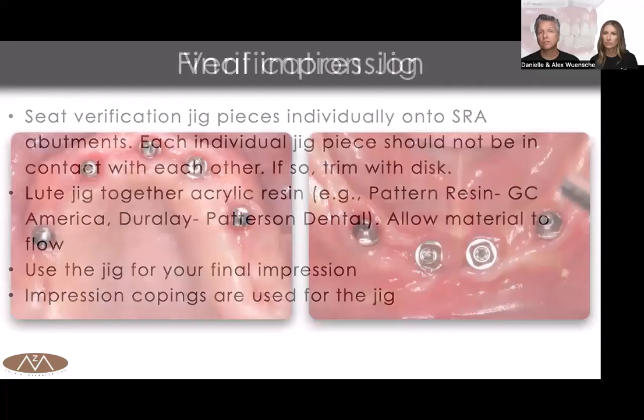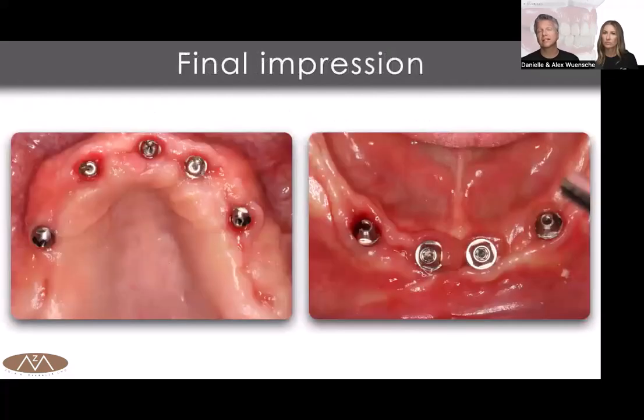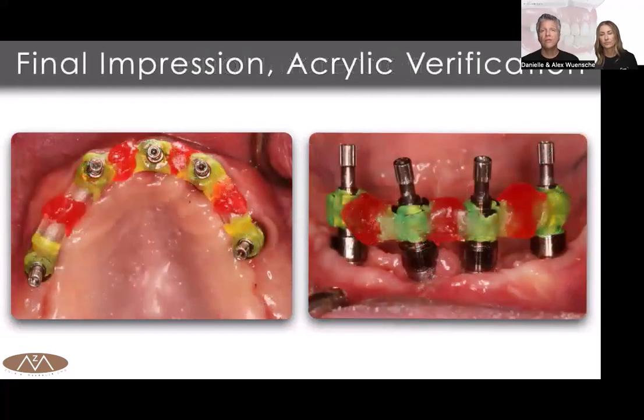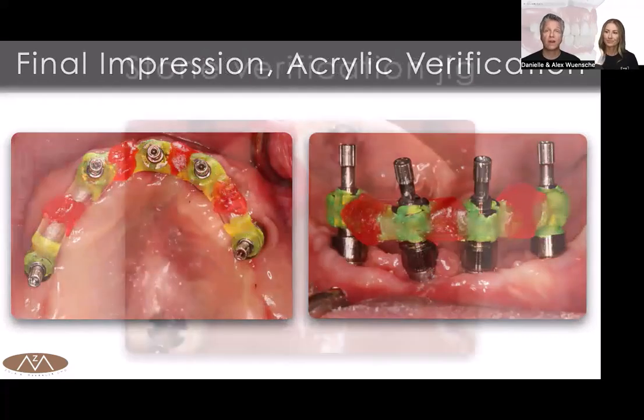Impression copings are used for the jig, and you see here, that's a file that's ready for the final impression. Everything is healed. It looks fantastic when you look at the soft tissue here, right? And here you see the verification jigs are segmented, reconnected, and ready for a final impression.